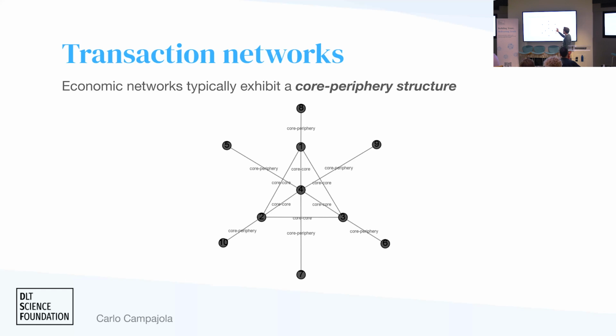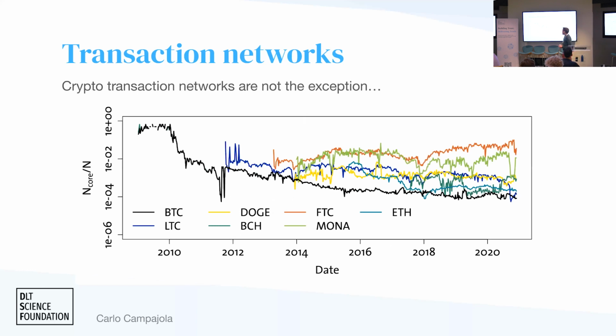Okay, so this is the typical structure of an economic network, and crypto networks are not very different from that. And actually, what is interesting to see is what is the size of this core, how small it is compared to the rest of the network.